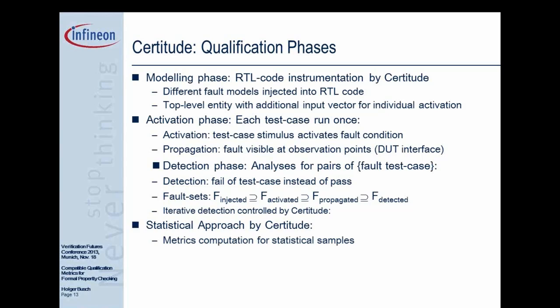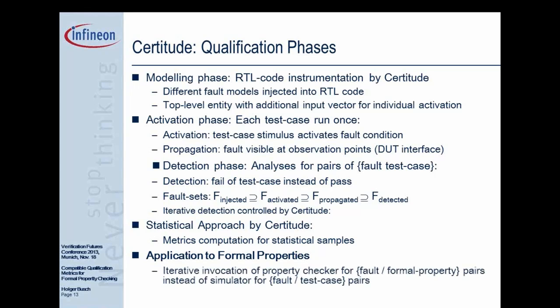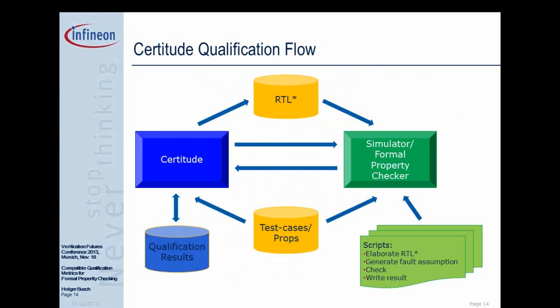of plus minus 2 or 3%, with just a very limited set of faults which are run, you get quite reliable statistics already, how much you can expect if you run the full qualification. And if you apply this to formal properties, it's quite straightforward, because instead of the simulator, you just invoke the property checker, and instead of the test case, you offer it a property which should detect the fault.